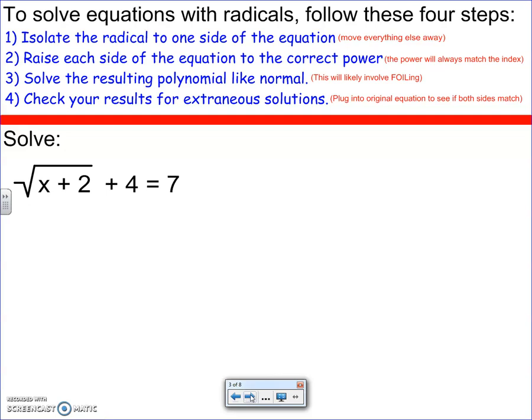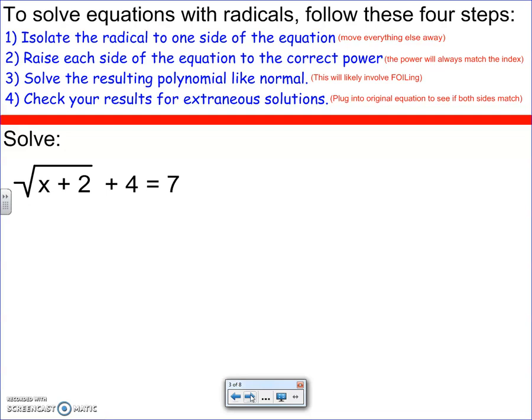Once you do that, you're going to solve what you get, like normal. Usually there's going to be foiling and stuff. Then lastly, you have to check your answers for extraneous solutions. You plug into the original equation, make sure both sides match. If it doesn't, we cross the answer out. Those answers will pop up, because we're squaring and it's supposed to be quadratic.